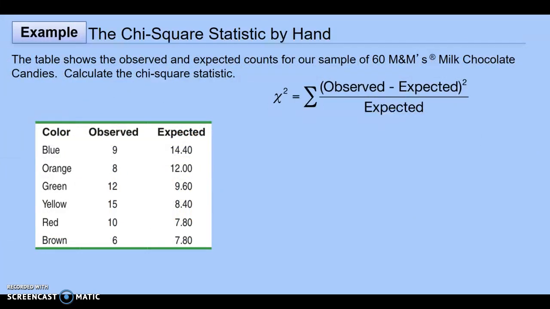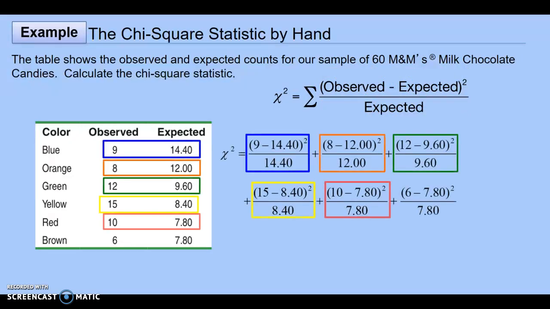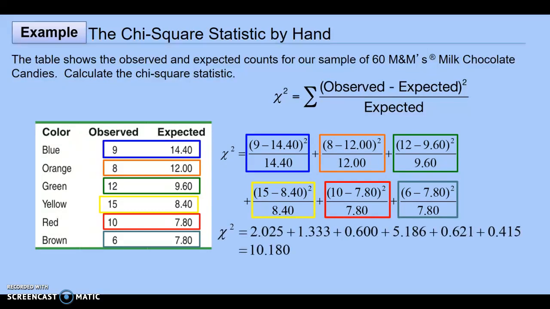So how we are going to do this, we need to look at it by hand. There will be calculator functions that do this for us, but by hand, how you would do this, and you will find this formula on your formula sheet. On the bottom right, you'll see it says chi-square test statistic, and this is the sum of your observed minus your expected values squared over the expected. So algebraically, this is what it looks like, and you'll see I have them color-coded to show the math for each individual color. Once you add all those up, we get 10.180, and that is our chi-square test statistic, which is going to tell us the difference between our observed and expected.